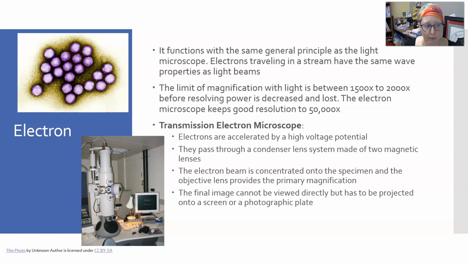There are a couple of types of electron microscopes. We have the transmission electron microscope. The electrons are accelerated by a high voltage potential, and they pass through a condenser lens system that's made of two magnetic lenses. Then the electron beam is concentrated onto the specimen, and the objective lens provides the primary magnification. The final image cannot be viewed directly, so it's not like you're using your eyes to look into oculars like you would with a Brightfield microscope, but the image is projected onto a screen or a photographic plate.